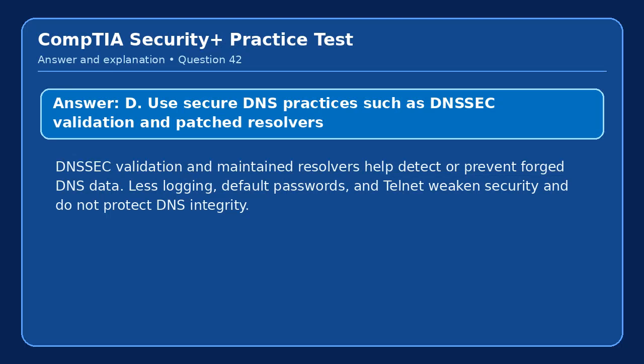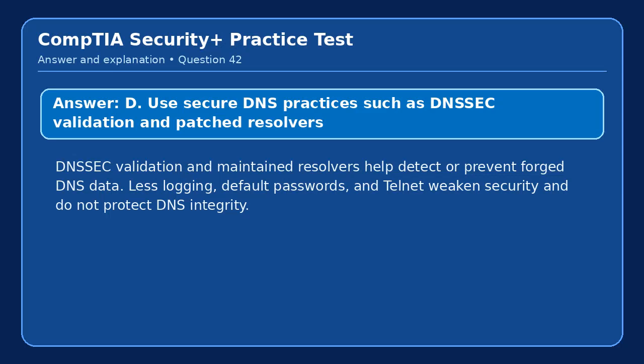Question 44. Which step helps a logistics company find unauthorized wireless access points? A. Use only shared local accounts. B. Disable all switch logs. C. Increase password reuse. D. Perform wireless scans and compare findings to the approved inventory. Take a moment to choose your answer.